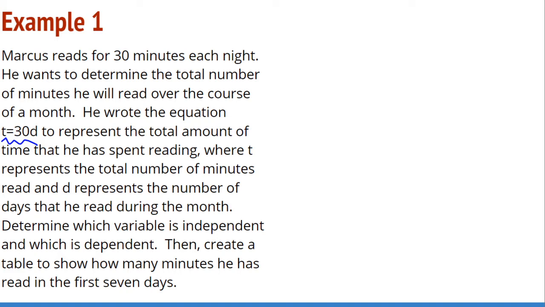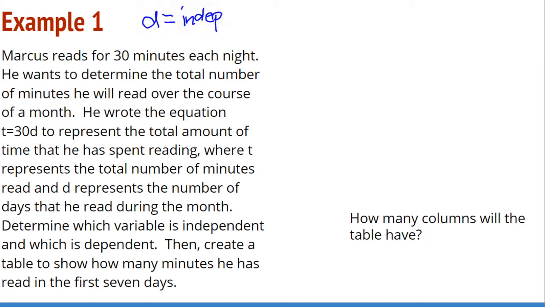Well, most people would say, well, the amount of time that I've read, that kind of depends on how many days I read. So we would say that the days are independent and are going to decide how long he's read. So the first thing we've decided here is that the days are independent and the time is dependent. So if I read 1 day, this is how many minutes I read. If I've read 15 days, this is how many minutes I've read.